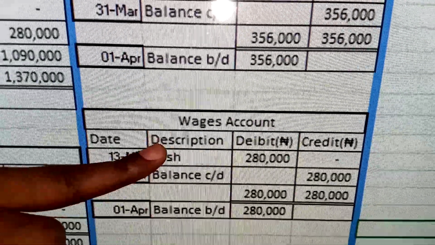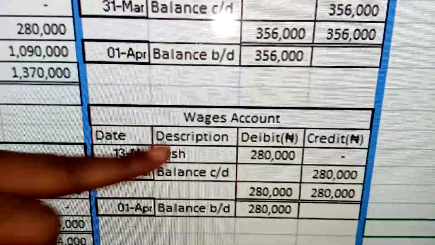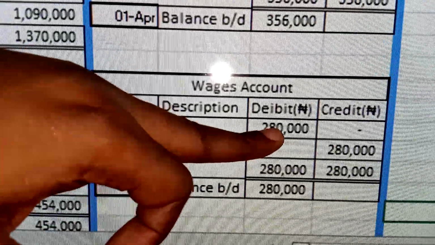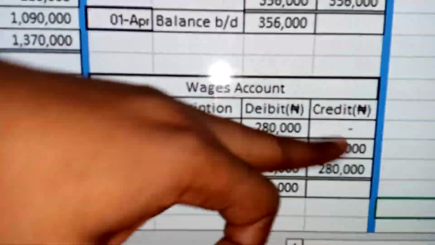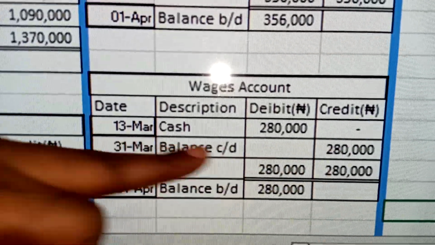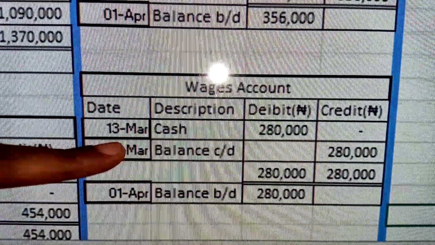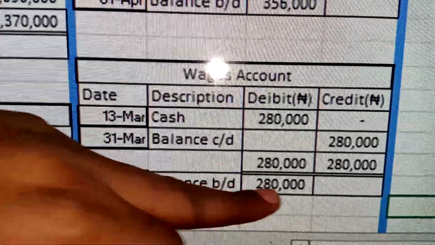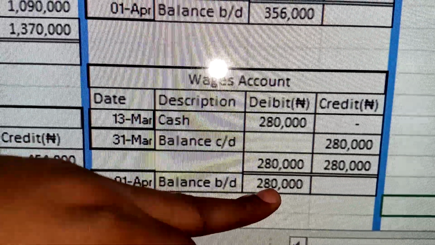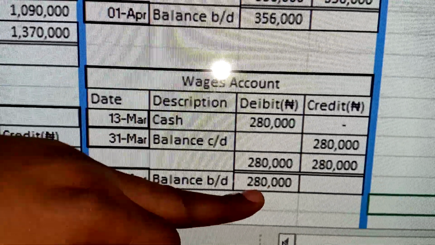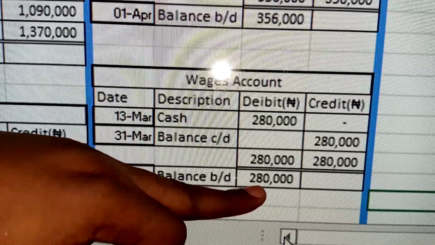The next one you have here is what? Wages. Wages here has one item, 280,000 on the debit side. So the debit side is higher than the credit side by 280,000, which is the balance carried down you're seeing here. This balance carried down becomes balance brought down here, debit side 280,000. It means that the wages account has a debit balance of 280,000.